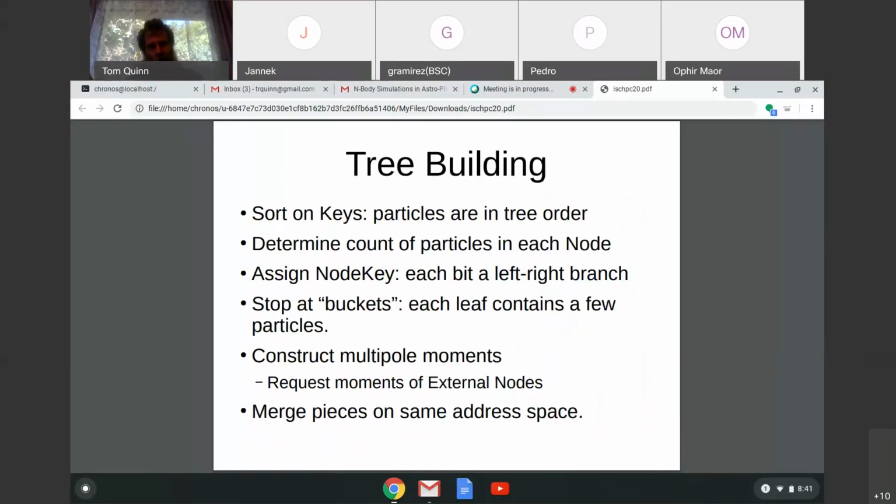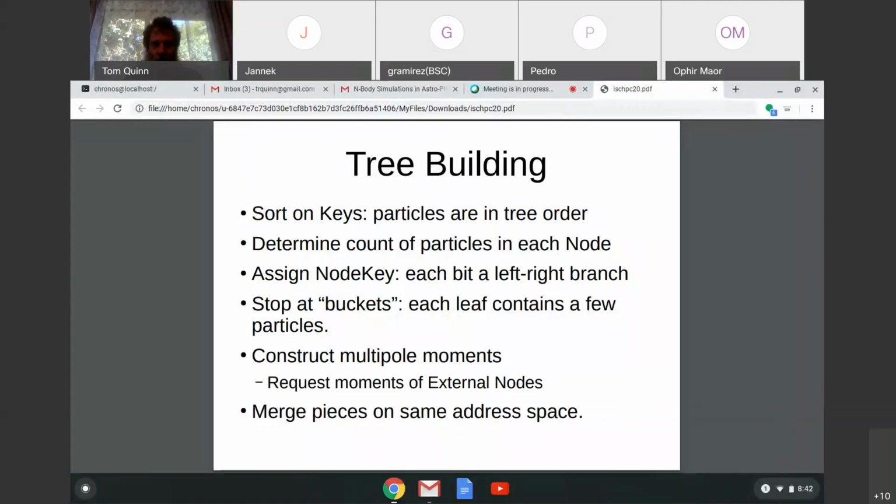So you split up your particles, and there's a matter of building the tree. Again, if you're sorting on the keys, the particles are already in the order they would be if they were organized in a tree. And so building the tree is pretty straightforward. It's a matter of just determining how many particles are on each side of a tree division. You can assign a different kind of key.